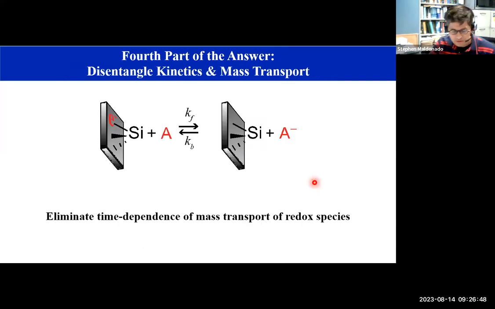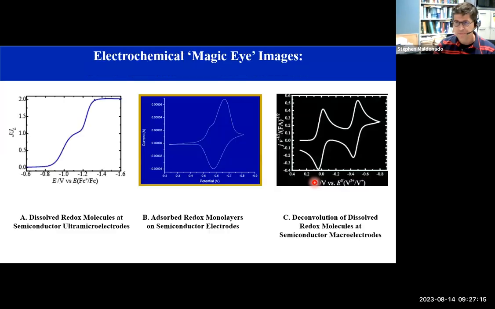Okay, the fourth part of the answer in terms of making sense of all this is in any electrochemical experiment, there's always going to be some interplay between reaction kinetics and just mass transport of the species that you're trying to reduce or oxidize. And ideally, you'd like to eliminate any sort of temporal dependence on mass transport because that complicates things. Not necessary, but it makes things much easier.